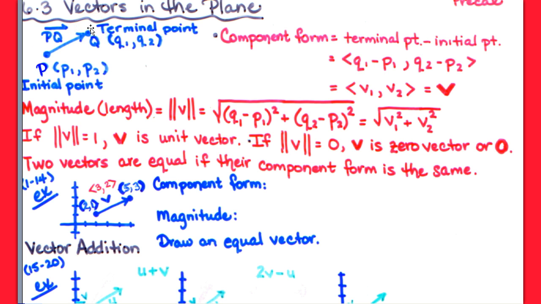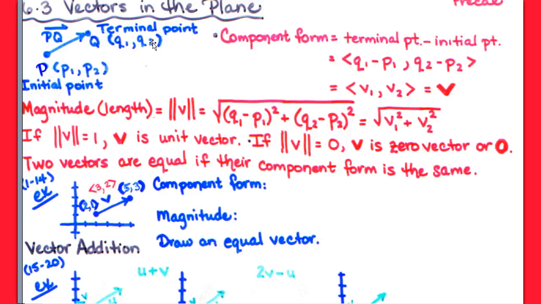For this vector PQ, we've got our starting point, our initial point, is going to be P, and our stopping point, our terminal point, is going to be Q. So we'll call this P1, P2, and we'll call this Q1, Q2. All right, so if I want to give the component form of that vector, component form is just my stopping point minus my starting point.